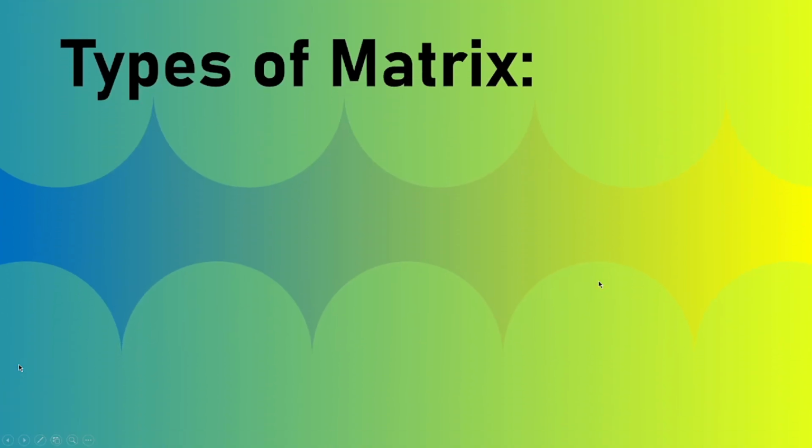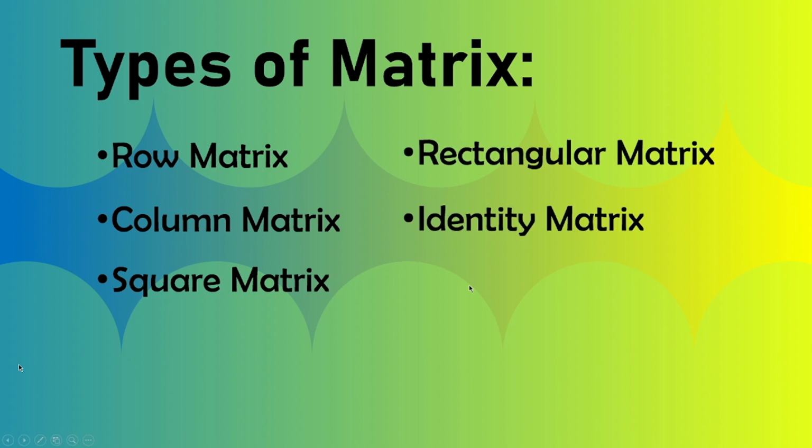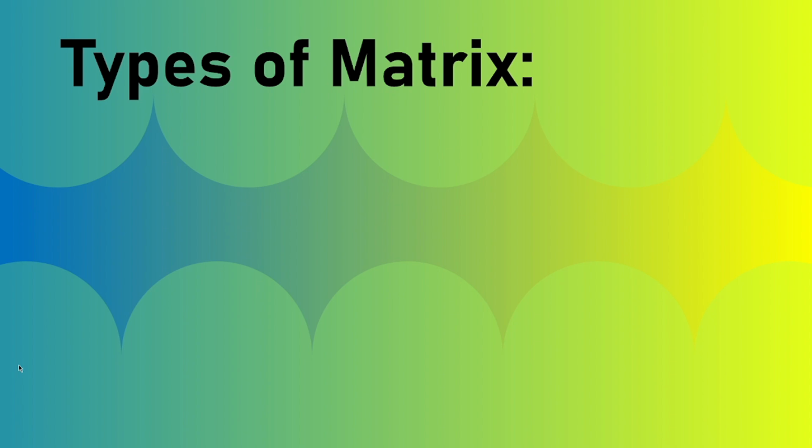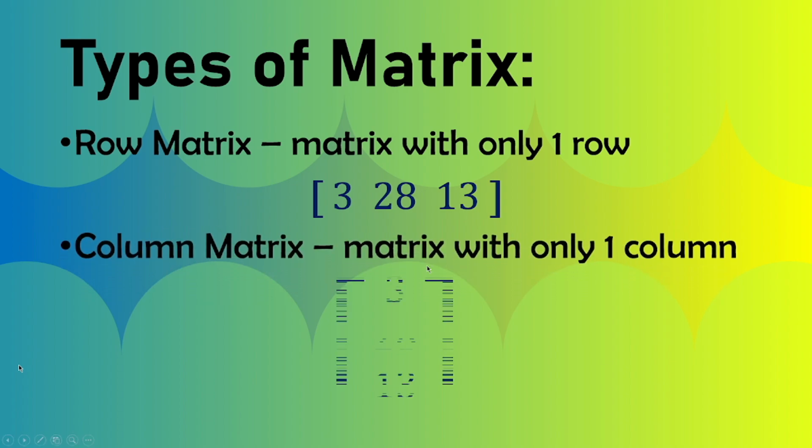Here are the types of matrices. They are row matrix, column matrix, square matrix, rectangular matrix, identity matrix, and a zero matrix. Here is an example of a row matrix. A row matrix is a matrix with only one row. Here is an example of a column matrix. A column matrix is a matrix with only one column.